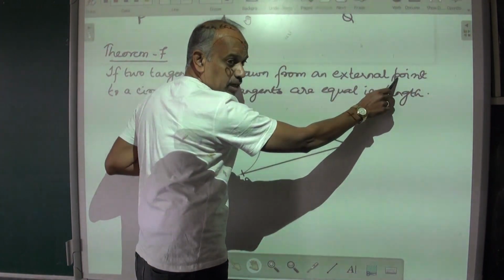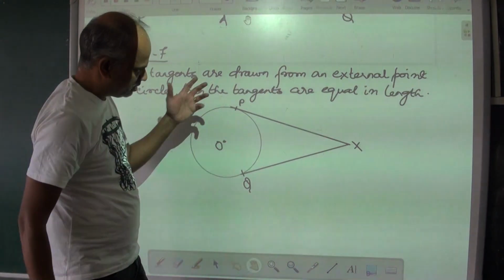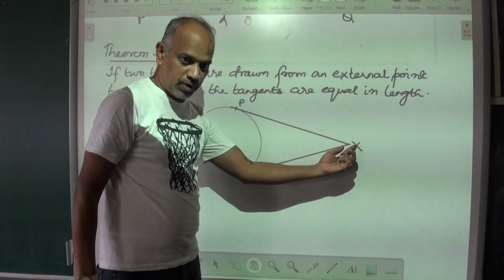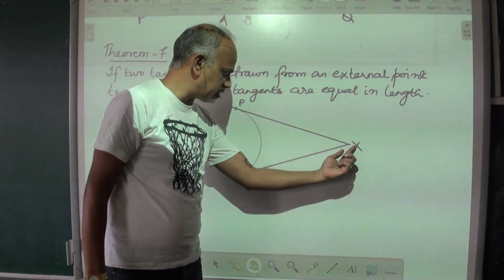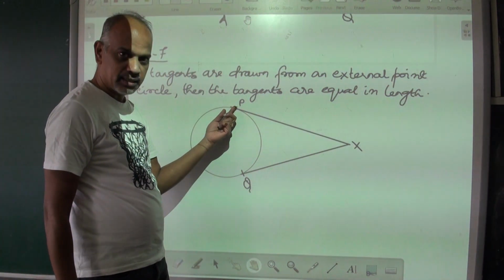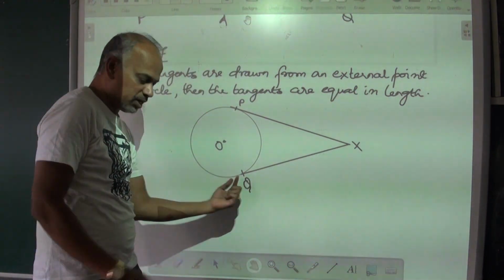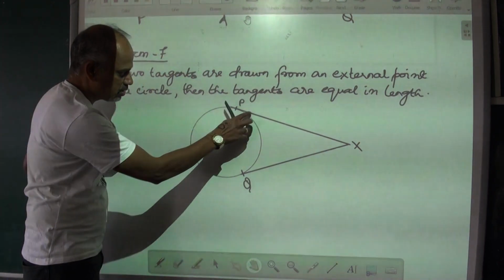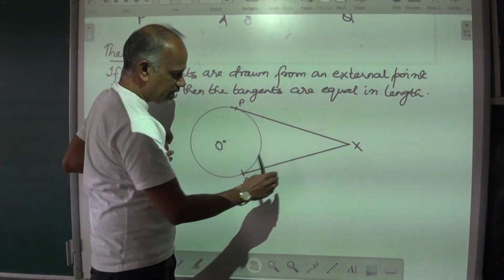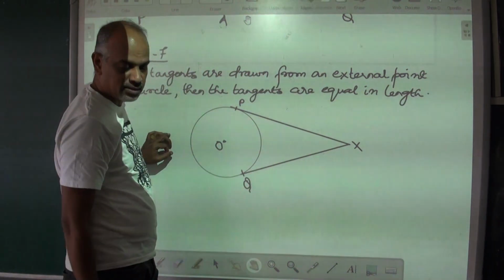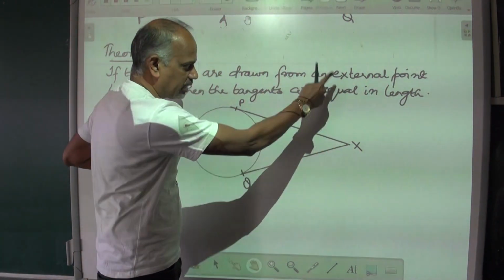X is the external point. If two tangents are drawn from an external point, you will see that from X you can draw only two tangents, not more than that. One is X to P, touching the circle at P, and the other one is X to Q. You can extend it more, but it's the same tangent. So XP is one tangent and XQ is the other tangent. So there are only two tangents that you can draw from an external point.